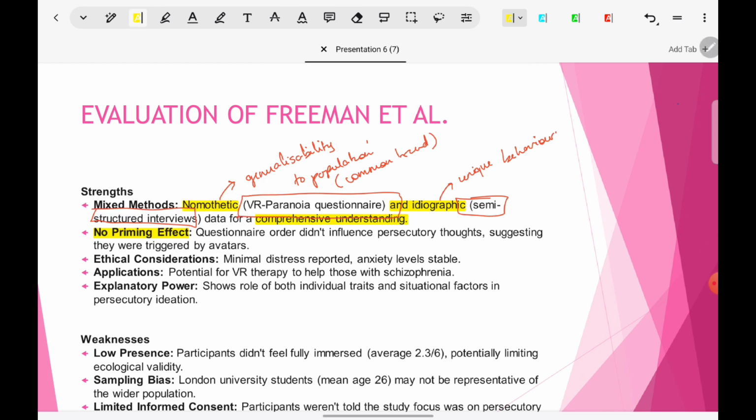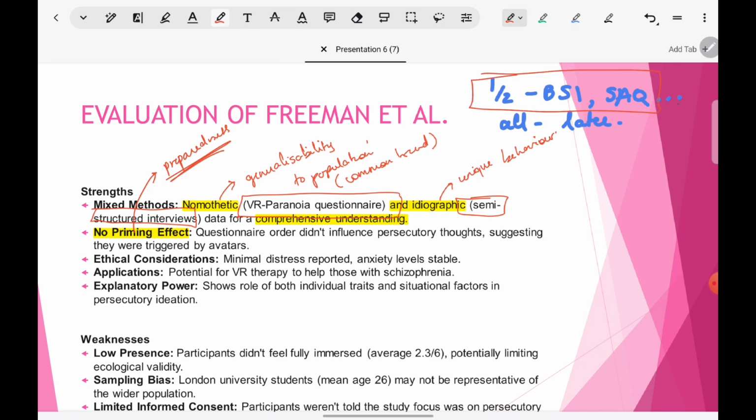Also in this study, we see that there was no priming effect. Firstly, what do we mean by priming? Priming just means becoming ready or prepared to perceive things in a certain way. In this study, we see half the participants had to answer all those questionnaires like BSI and the state anxiety questionnaire and so forth before they could enter the VR, and then all of them did answer it later as well. The question is, why make half of them answer the questionnaires first?